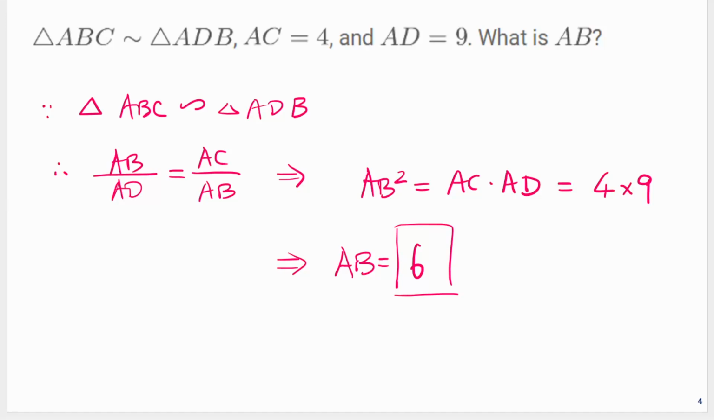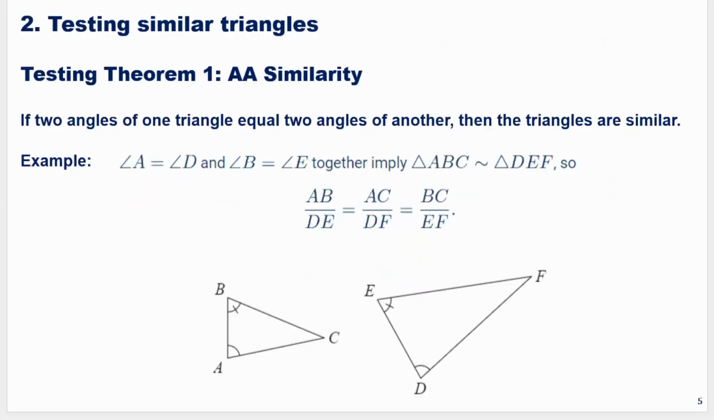Give me a second, I'm just gonna jump this thing. Alright, now the problem is how do we determine if two triangles are similar? Again, we have a series of testing theorems we can use. The first one is called AA similarity, which states that if two angles of one triangle equal two angles of another, then the triangles are similar.